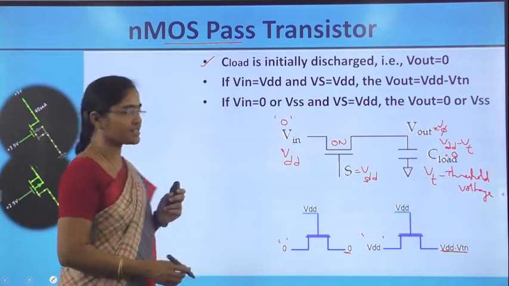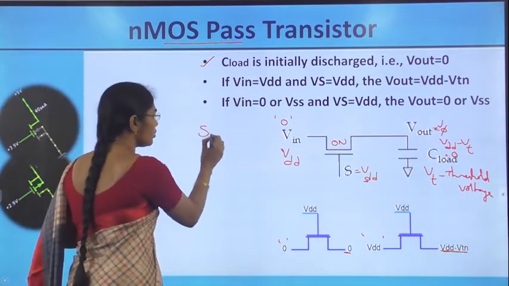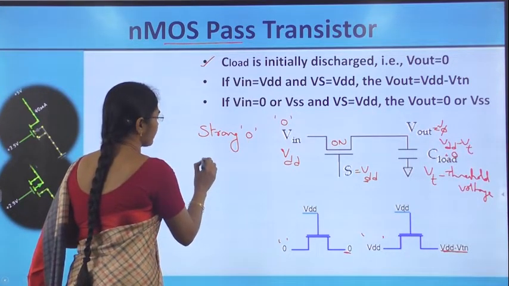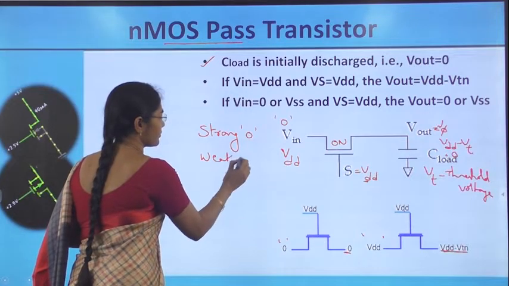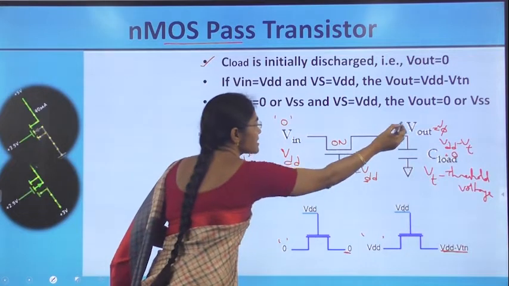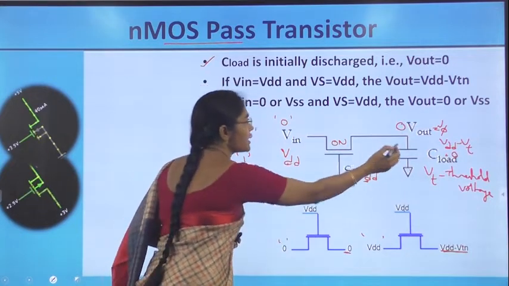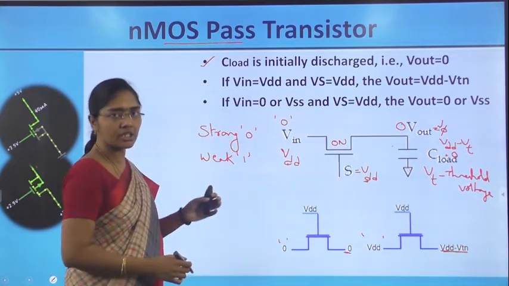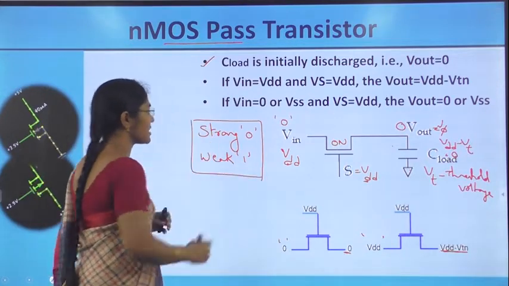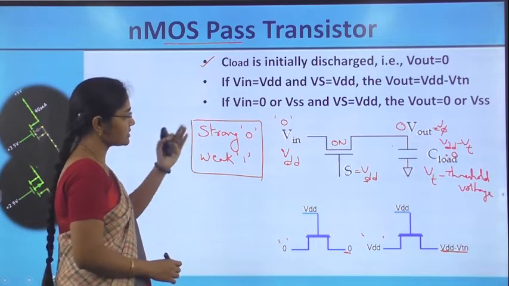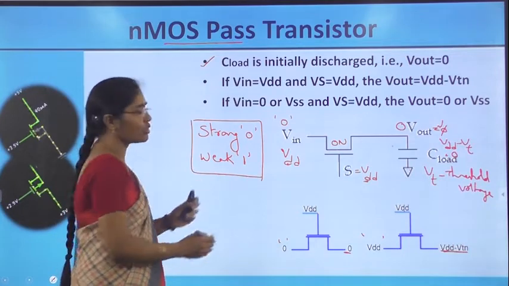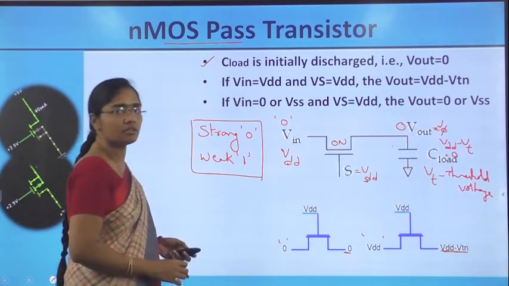This means the NMOS transistor passes a strong 0 and a weak 1. Because logic 0 is passed as it is, as 0, but VDD is passed as VDD minus VT. Therefore, it is called the NMOS pass transistor characteristic, as it passes a strong 0, as it is 0, and a weak 1, meaning if VDD is applied, a voltage reduced from VDD is passed at the output.